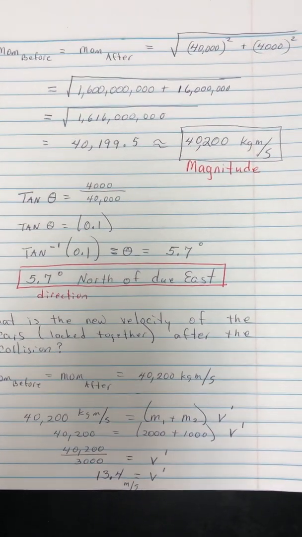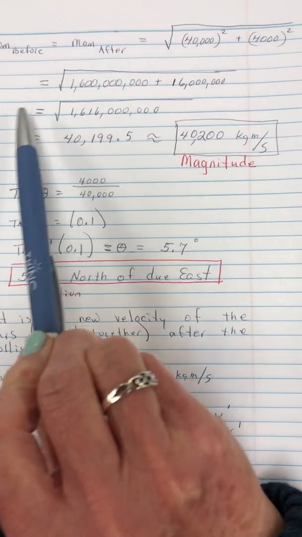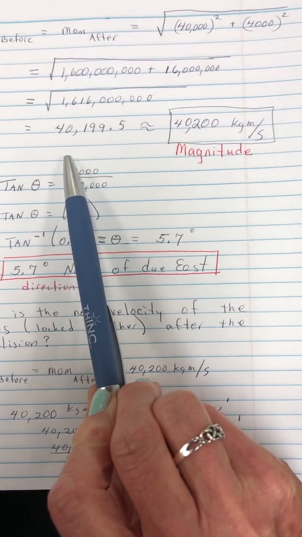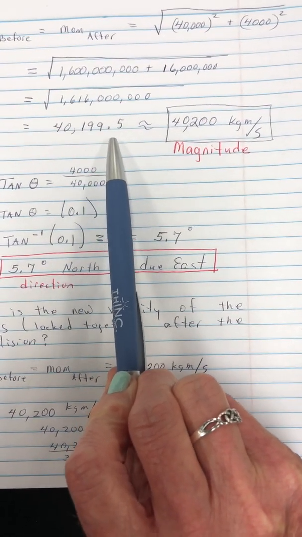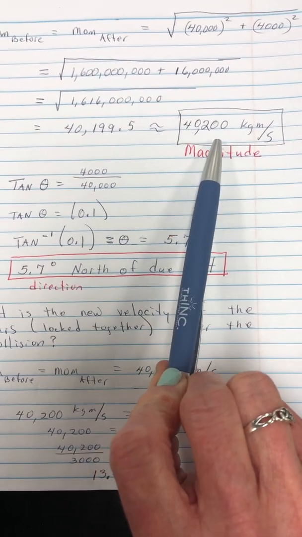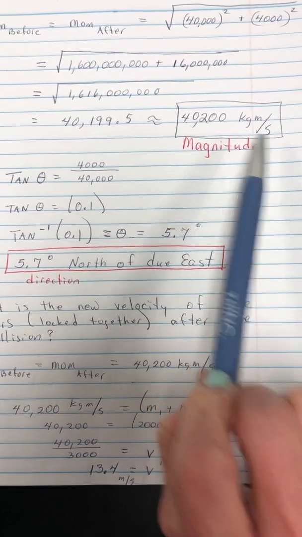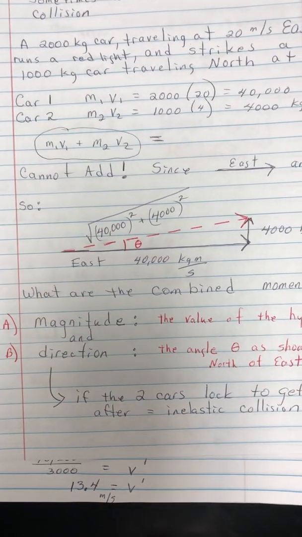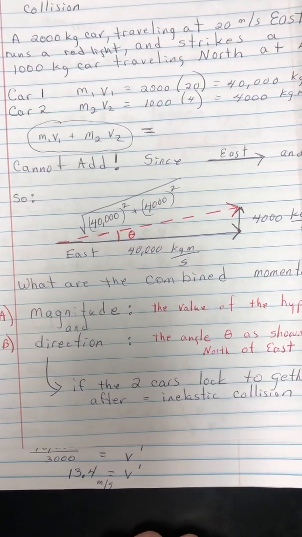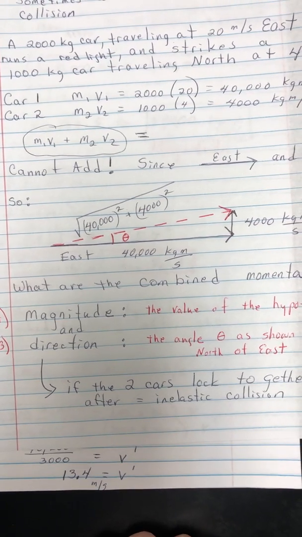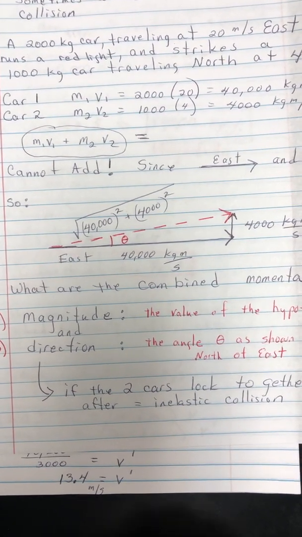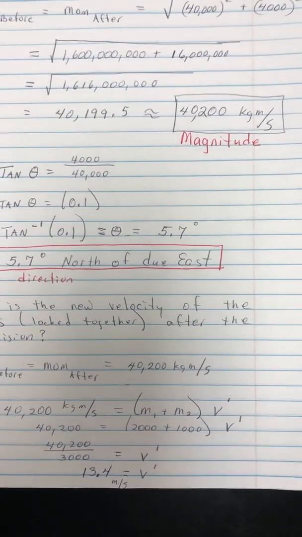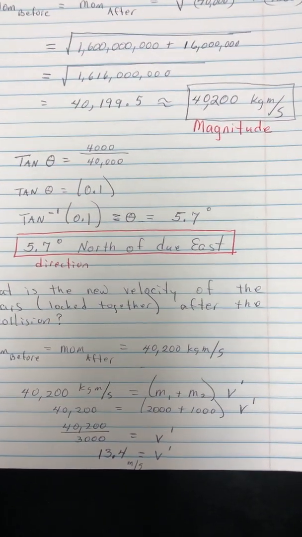We do the Pythagorean theorem. You can see it all drawn out here, the square root of all of that stuff. It comes out to be 40,199.5, so I just rounded it off to 40,200 kilograms meters per second. Does that seem legitimate? Well, if you draw the diagram semi to scale, I didn't exactly measure, but yeah, that hypotenuse looks like it's only slightly longer than that longest leg, so that sounds reasonable, 40,200.